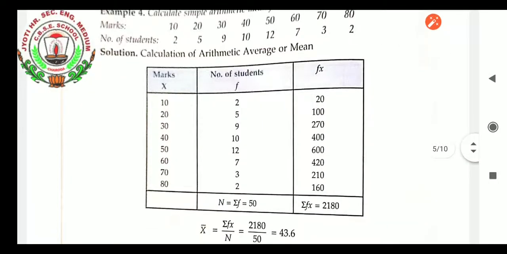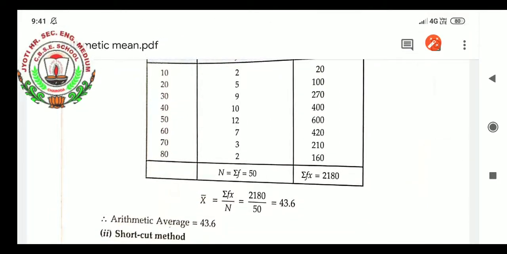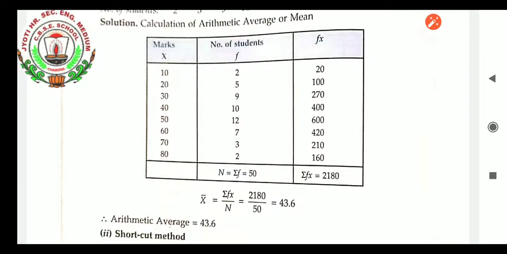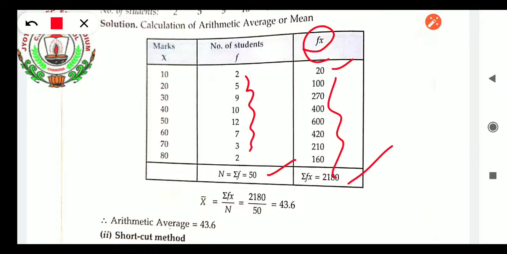You can see the calculation of arithmetic average or mean. Sorry for the disturbance. What we are doing is sum of fx: we multiply x into f and get the answer of fx. Then we take the sum of fx, and the number of students also we sum up, which came to 50. We added all these numbers and got sum of fx and sum of f. Mean equals the formula of the direct method, sum of fx upon n. We divided and got the answer 43.6. So this is the direct method, students.